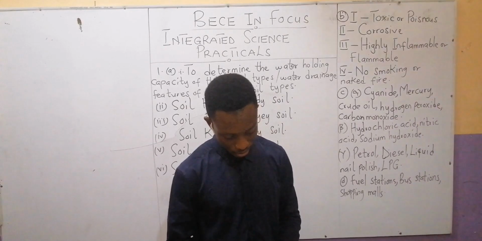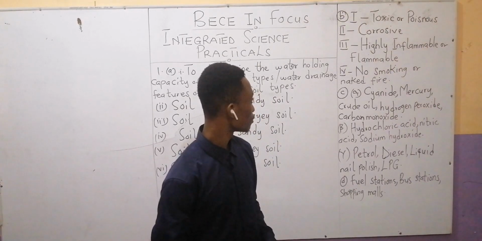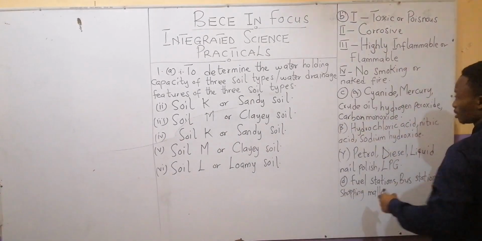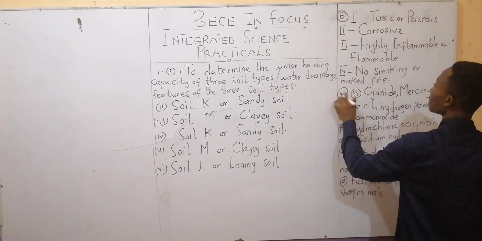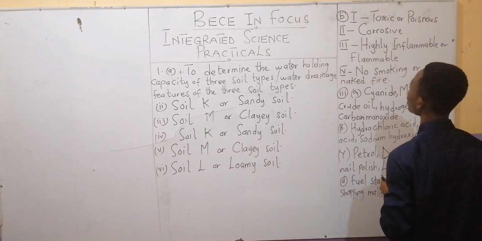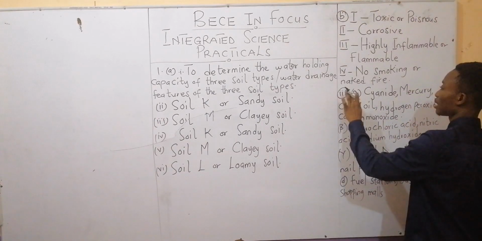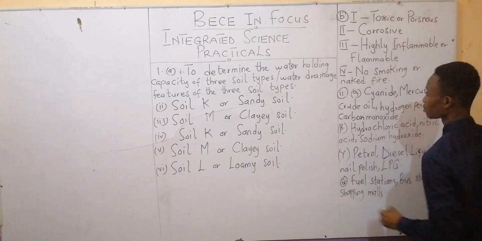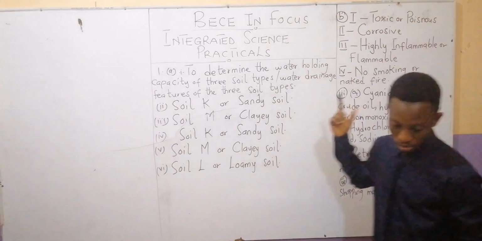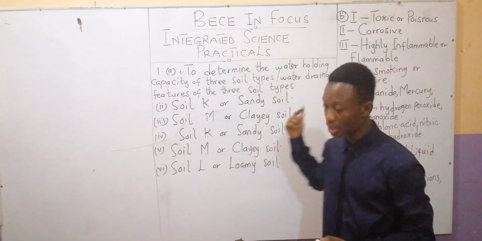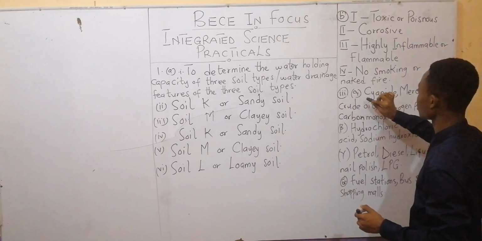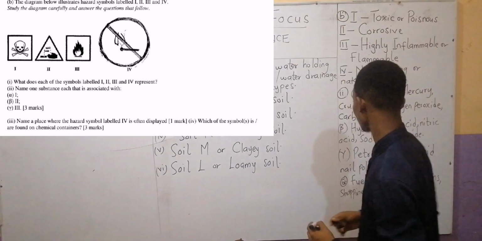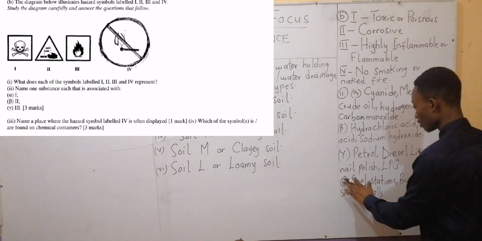So we are on the question about the symbols. The first question, we're asked to identify them. Second, we're asked to name substances that are associated with them. Thirdly, we're asked to name a place where you can identify IV, the no smoking symbol.